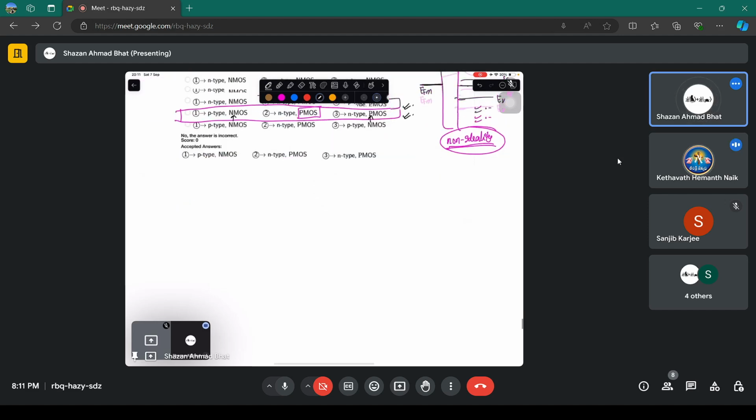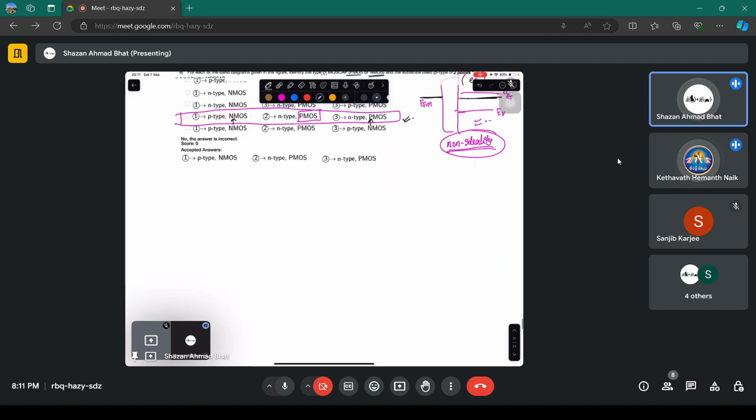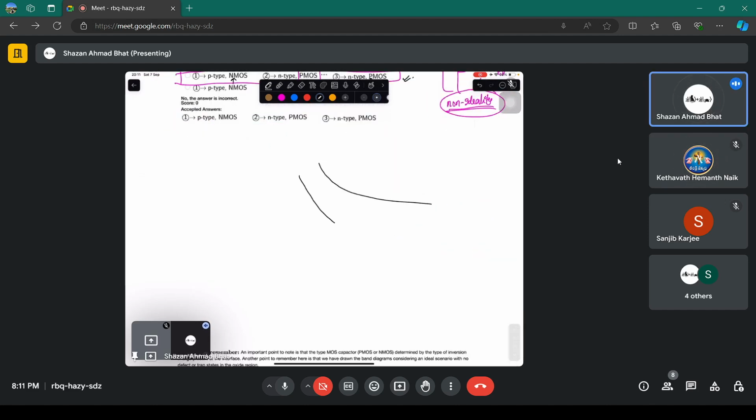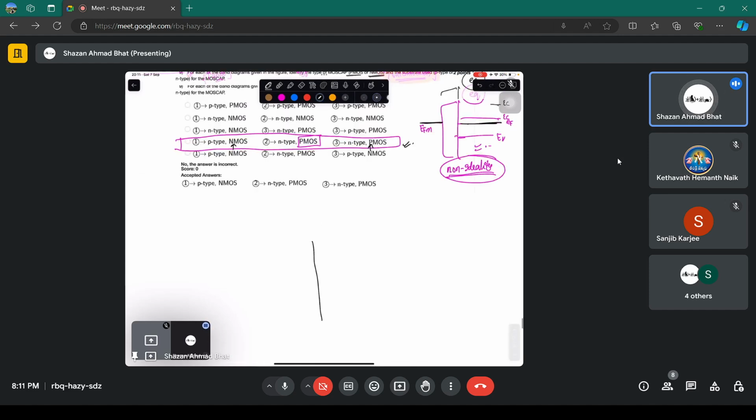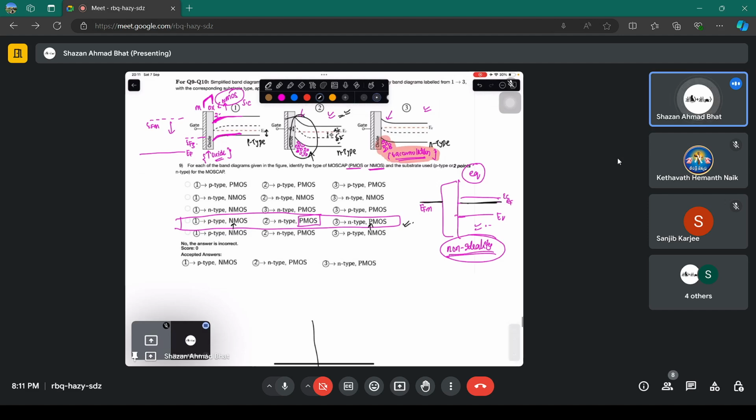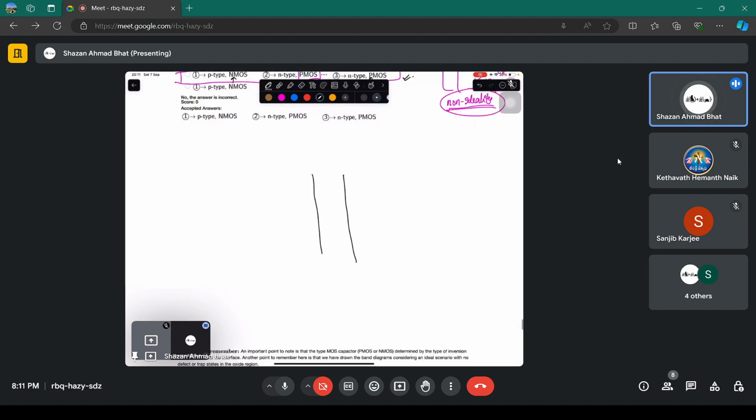Can you explain what is inverted again? Like, I didn't get it. I'll try to simplify it for you. What I mean to say is that, let's not confuse you with it, I'm considering this condition. When you applied the voltage here, you bent the bands like this.